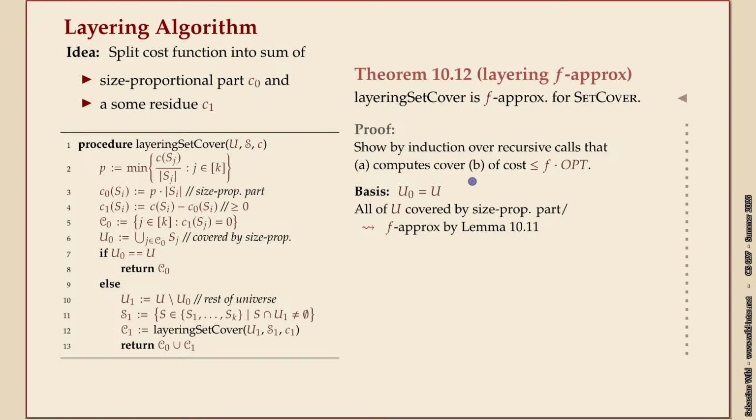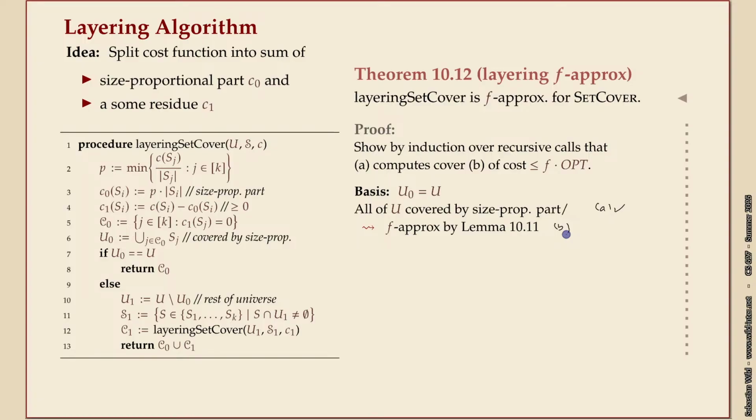And we have to show two things, namely that the algorithm even computes a valid set cover. I think from the code, maybe that's not even 100% obvious. And we should show that the cost is at most f times the optimum cost. For the induction basis, we're assuming that we hit the return here in line 8 and then stop, which means all of U is covered by the size proportional part. And well, we've explicitly checked that we are a set cover, so that the correctness part A is fine.